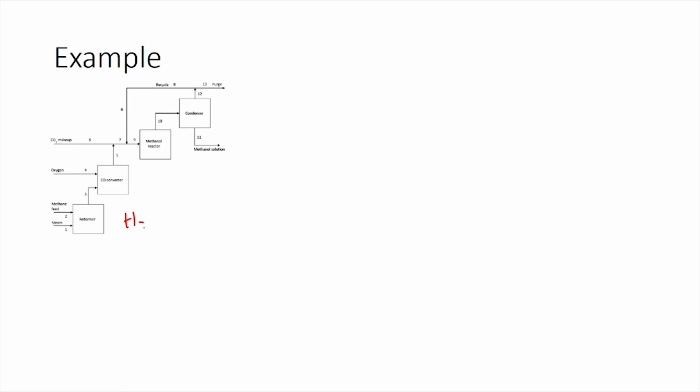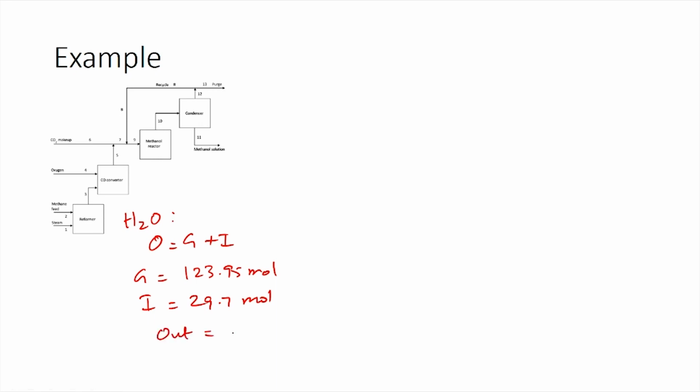For that we need to perform the water balance equation. So, the balance equation would again be output equals generation plus input. So, using stoichiometry, generation would be equal to 123.95 moles of water being produced. We already know input is 29.7 moles coming in through stream 7. This means our output for water in stream 11 would be 123.95 plus 29.7, giving you a value of 153.65 moles.